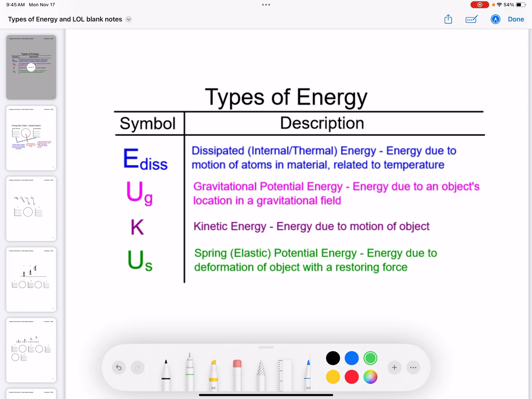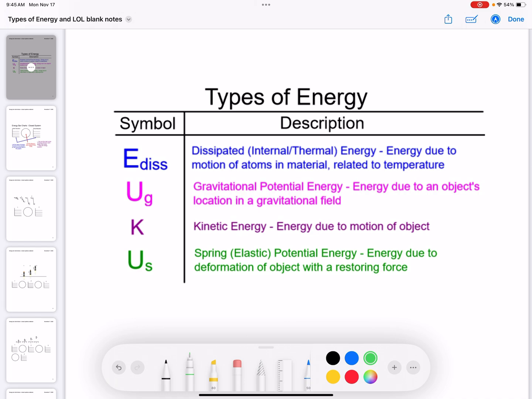Next is gravitational potential energy. This is energy due to an object's location in a gravitational field. If we take something and raise it up in the gravitational field, it will have more gravitational potential energy. If it has more mass, it'll have more gravitational potential energy.